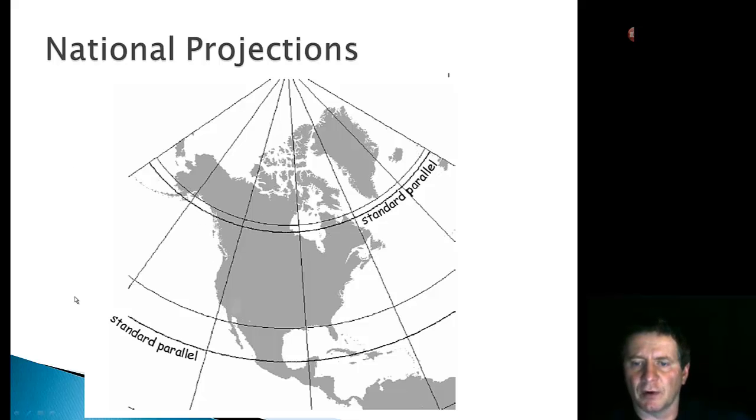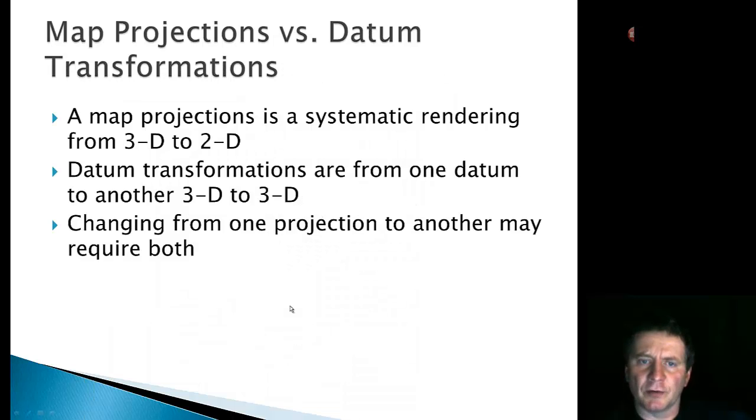Nationally, the United States has their own standard parallel for projections, which defines the distortion amount around the United States in terms of how it's projected as an image.